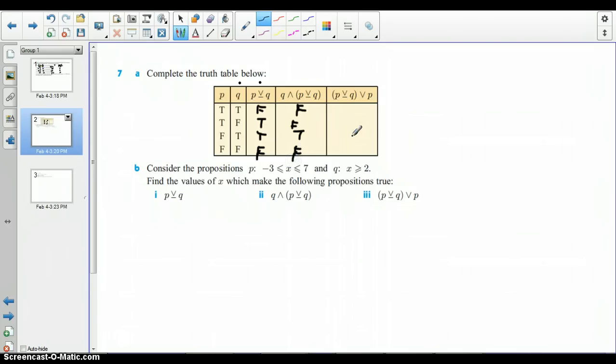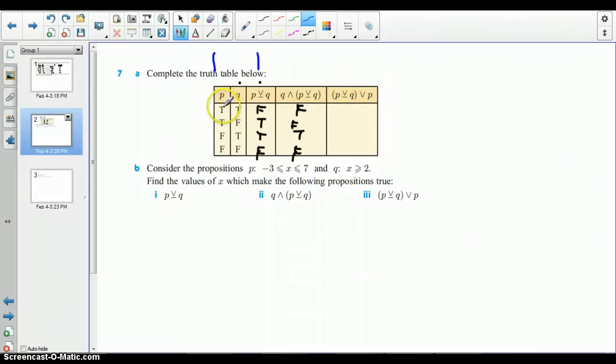Okay, good enough. Now we're looking at the disjunction of the exclusive disjunction and P. Remember, in order for a traditional disjunction to be true, either one or both of these propositions has to be true. We're looking at the exclusive disjunction and P. Either this one or both can be true in order for this disjunction to be true.